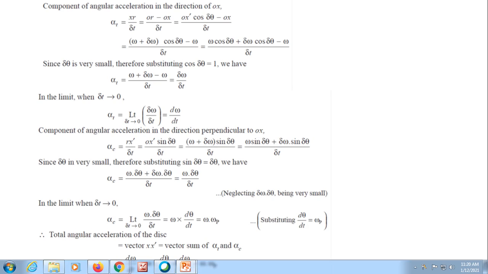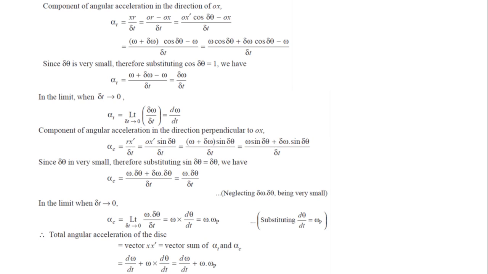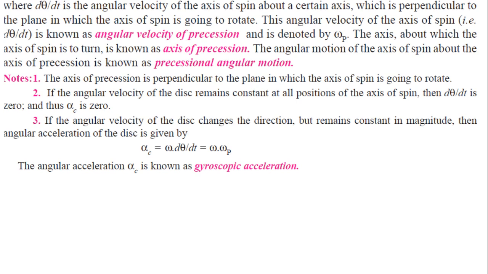This d theta by dt is nothing but the precession velocity, that is omega p. The total angular acceleration of the disk will be nothing but the vector xx dash, that is the vector sum of alpha t plus alpha c, what you have taken now. So you need to consider both. That will be equal to d omega by dt plus omega into d theta by dt, equal to d omega by dt plus omega into omega p. So the extra term will be there, omega p.